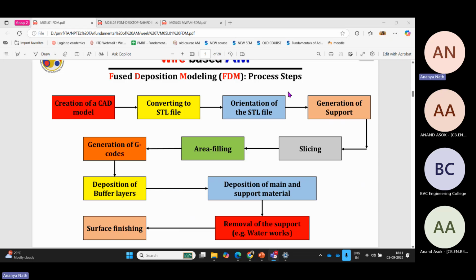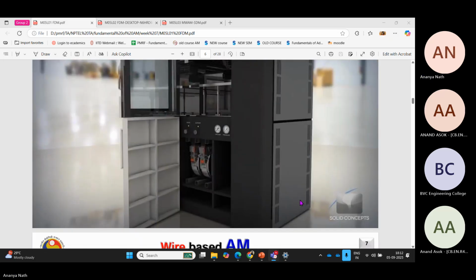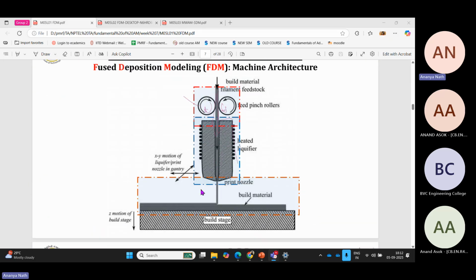So these are the process steps. Creation of CAD model, we know the step. Then slicing, area filling, we know. Then deposition of buffer layers, deposition of main support material. The buffer layer is not always there in every machine, but this is the main thing: deposition of the main and the support material, surface finishing, removal of the support. So this is the overall mechanism.